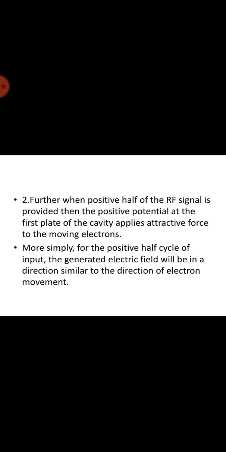Further, when the positive half of the RF signal is provided, the positive potential at the first plate of the cavity applies an attractive force to the moving electrons. More simply, for the positive half cycle of the input, the generated electric field will be in a direction similar to the direction of the electron movement. So this leads to an increase in the moving velocity of the electrons.